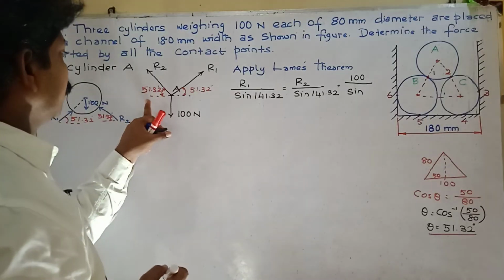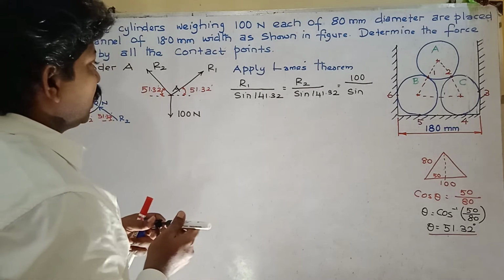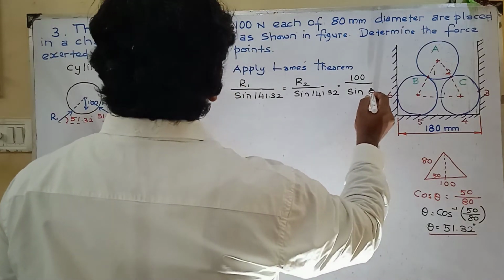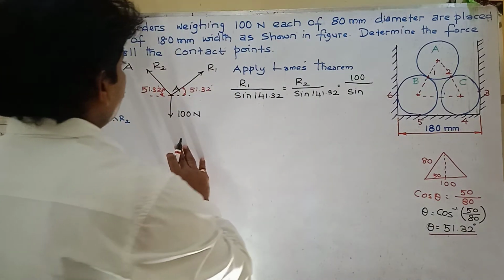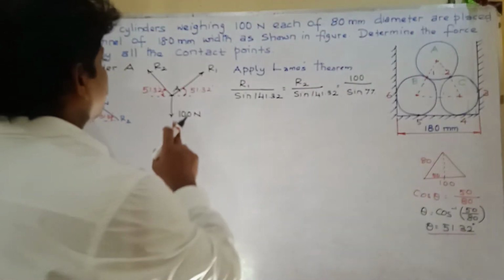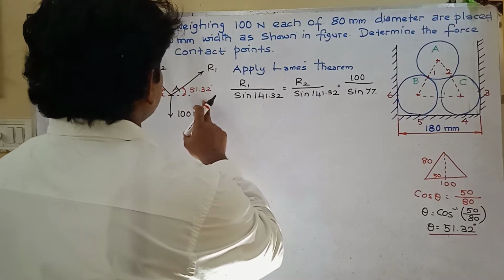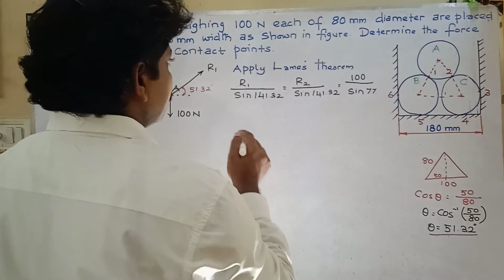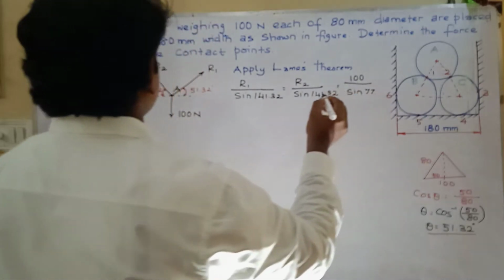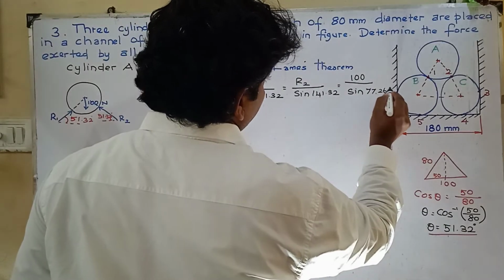So 51.32 plus 51.32 is 102.64. So 180 minus 102.64, the angle is 77.26 degrees.